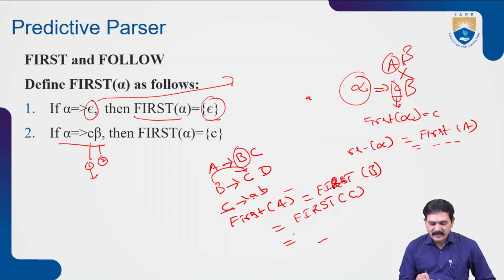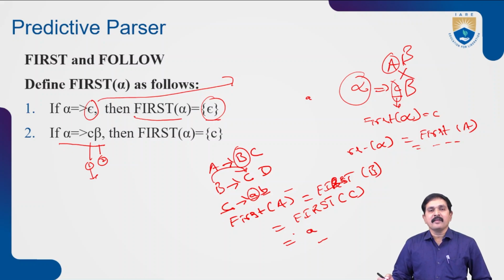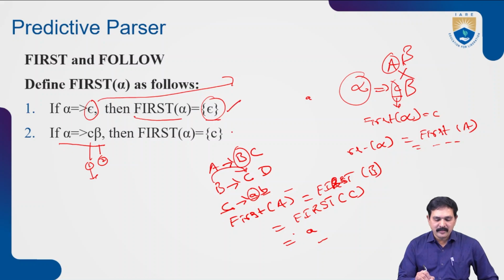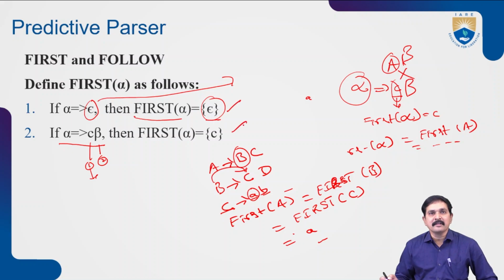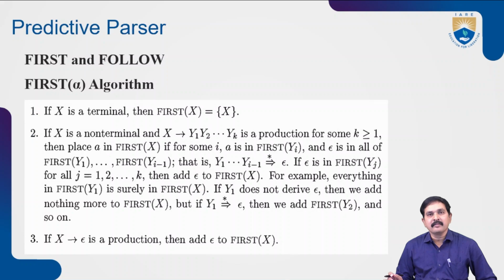Again C has a derivation, small a and small b. Here you should identify that the first symbol is a terminal, and you write that terminal. Whenever the first symbol of a particular production is a non-terminal, you should recursively call the first algorithm until the first symbol you get is a terminal symbol. These two rules define the first algorithm. So that is the idea of the first algorithm.